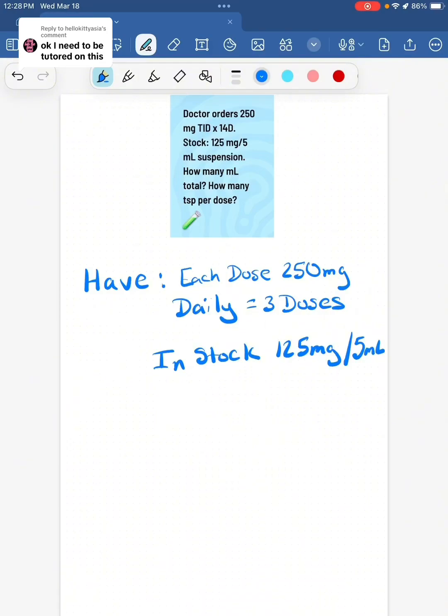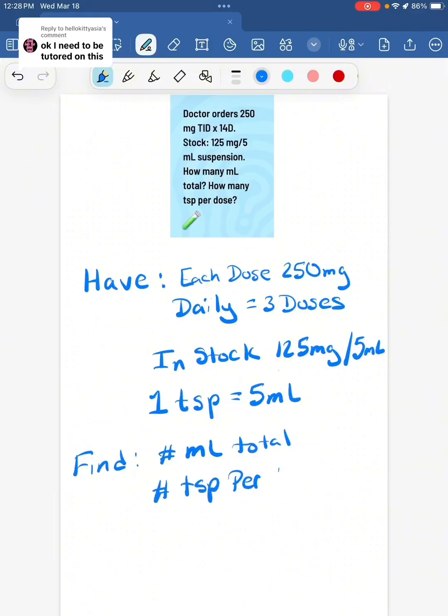And then we know that 1 teaspoon, this is out of your brain, equals 5 mLs. So really this is 125 milligrams per teaspoon, but we're just going to keep that like that for now. We need to find how many mLs total, and then how many teaspoons per dose. Let's say we are finding the teaspoons because they have teaspoons at home and they don't have a syringe at home. They just have an actual teaspoon. That's why we're trying to figure that out.